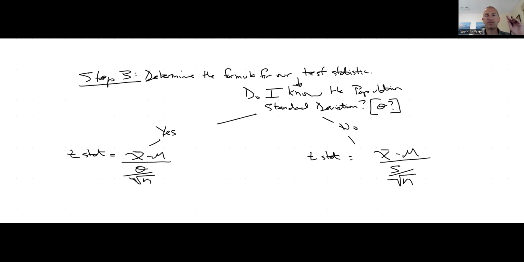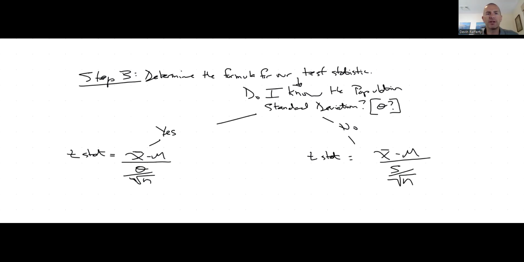But steps 2 and 3 should take you like 3 seconds, right? Because you just say, level of significance. What do I want the level of significance to be? Oh, I want it to be 0.01. And then my test statistic formula. Do I know the population standard deviation? No. Oh, okay. This is my formula. Quick as that, right? That's steps 2 and 3. You could go much slower, but I'm just trying to point out that you don't have to spend a lot of time on it.